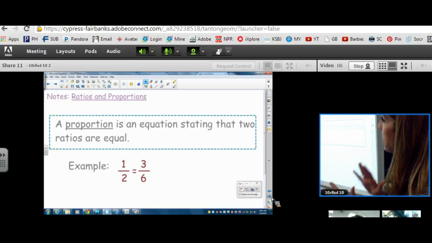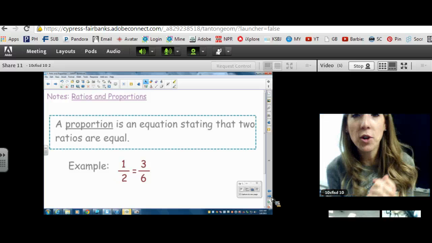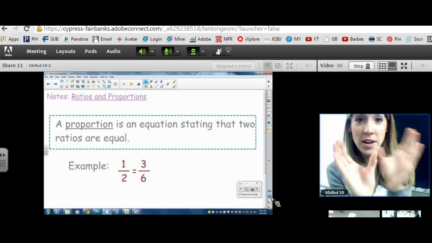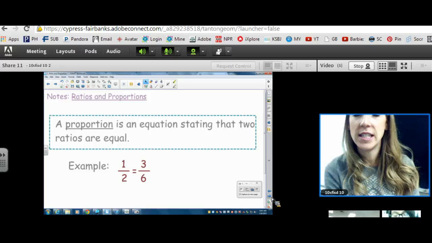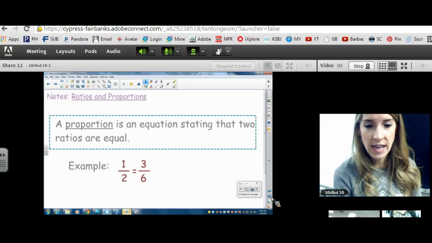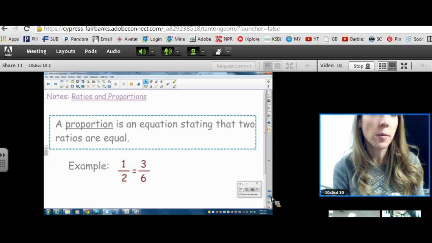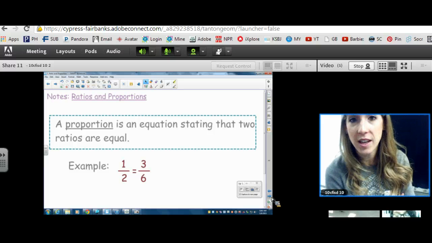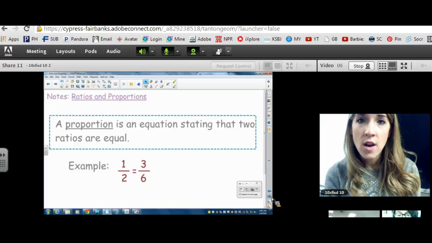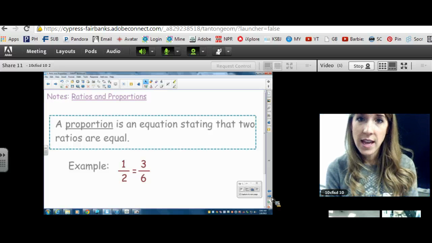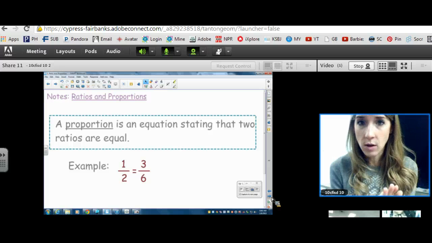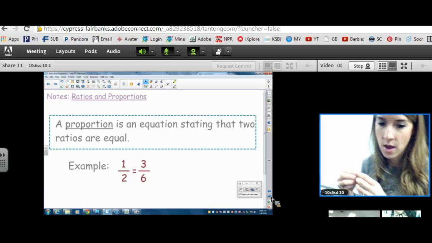So we talked about ratios. Now we're going to talk about a proportion. A proportion is when you take 2 ratios and you put an equal sign between them. So a proportion is simply an equation that states that 2 ratios are equal. So that's the difference between a ratio and a proportion. A ratio is just a comparison of 2 numbers, whereas a proportion is a statement that 2 ratios are equal. So those are different. Get it straight in your head what a ratio is versus a proportion.